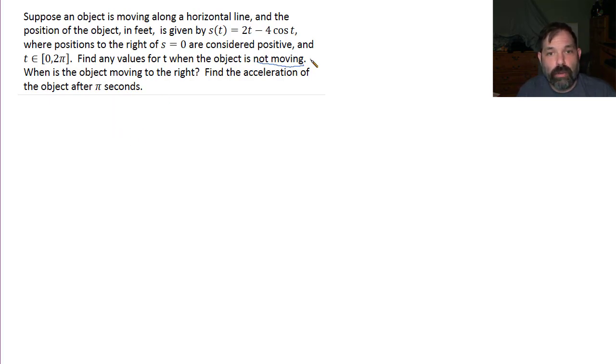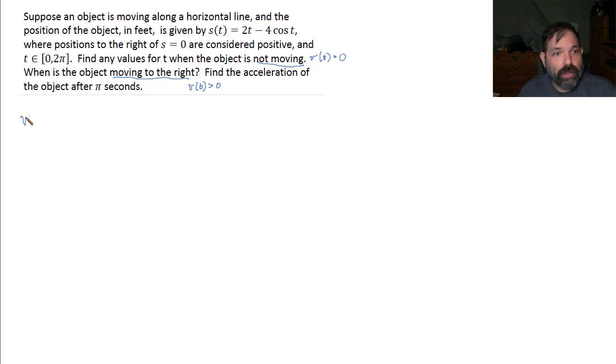All right, not moving. That tells me that the velocity is 0. Moving to the right, I want the velocity to be positive. The acceleration after pi seconds, I'll calculate the acceleration function. We'll do that. Let's solve the first two first.